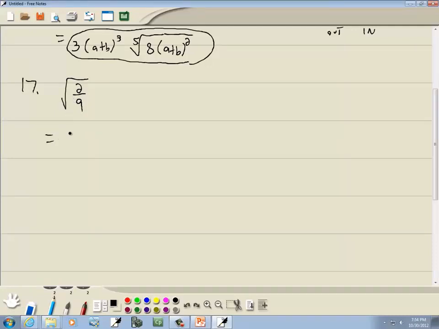Our property says we can split this up. You can put a square root around the top and a square root around the bottom. Well, that doesn't seem to do us any good because we said we can't have a radical in the denominator. But in this case, square root of 9, 9 is 3 times 3. With the square root, we're looking for a pair of somethings. Here's a pair of 3s, so those are going to come out as a single 3. So our answer is square root of 2 over 3.